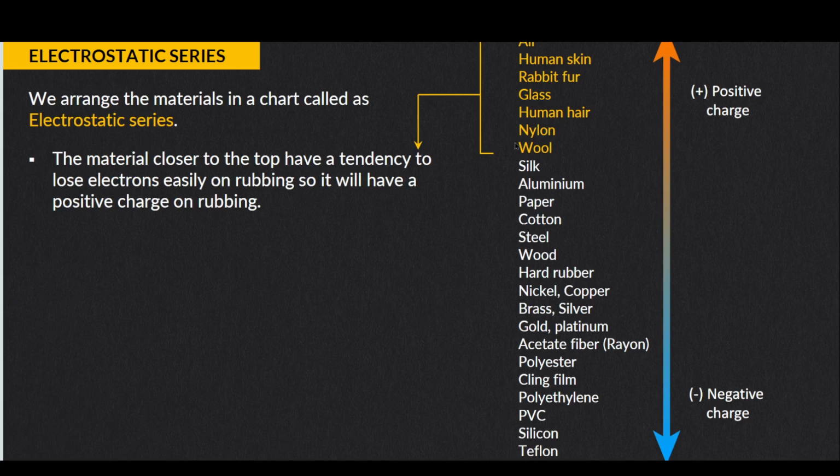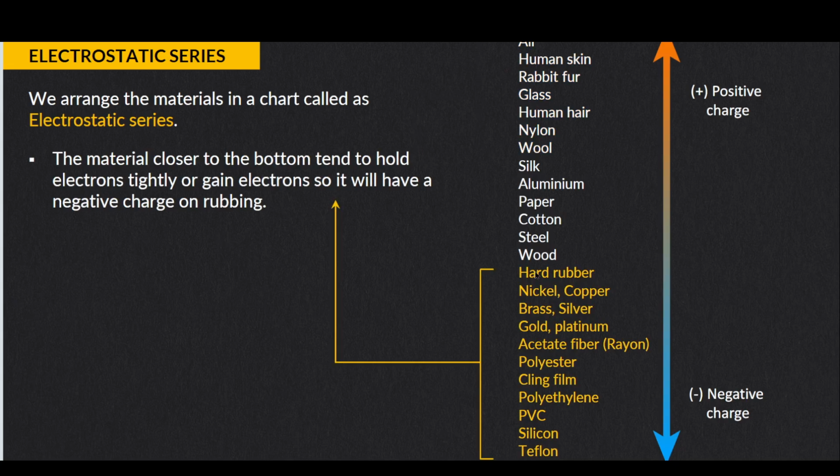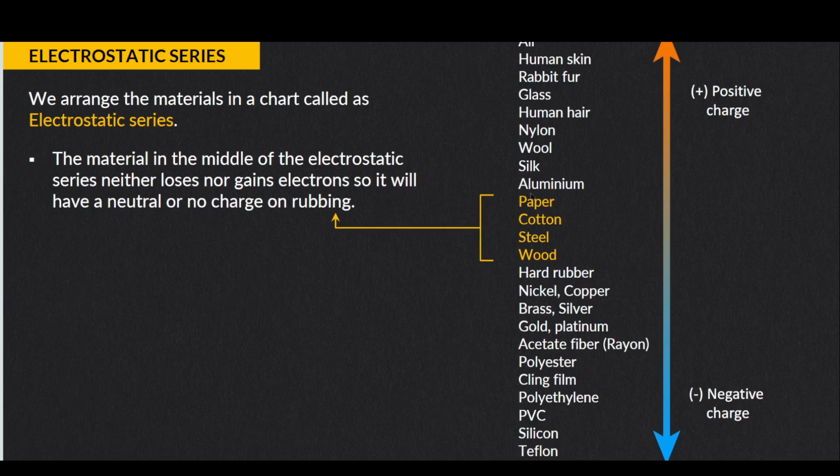The materials which are closer to the top have a tendency to lose electrons easily. These ones lose electrons easily on rubbing. So they will have positive charge, because if it is losing electrons, it means losing negative, and if it is losing negative charge, it has positive, right? The ones at the bottom hold electrons very tightly and they gain more and more electrons. If they are gaining electrons, meaning gaining negative particles, that's why they have negative charge. In the middle, these neither lose nor gain electrons, so they will be neutral, no charge on rubbing.